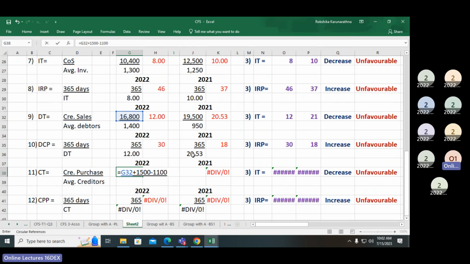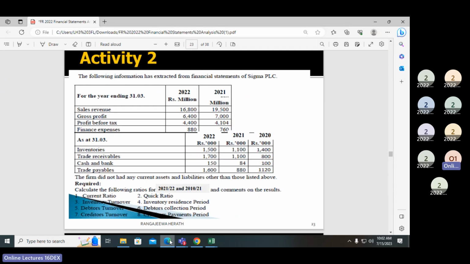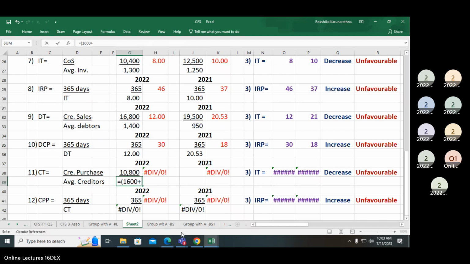Purchases, backward calculation. Cost of sales තිබුණේ 10,400 plus 1,500 minus 1,100. So credit purchase 1,800 divided by average trade payable, average creditors 1,600, 880, divided by 2. 8.71. So 365 divided by 8.71, creditors payment period 42.